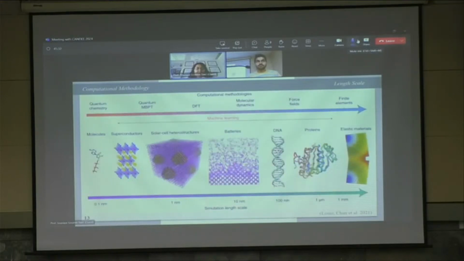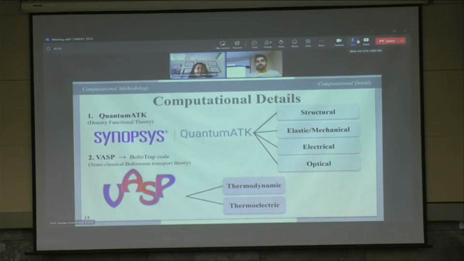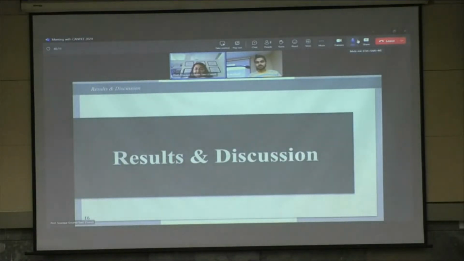DFT is among the best ways to study materials at the electronic level, with different robust approaches to calculate or estimate the band gap and related properties. Here we have the hybrid functional, because it estimates the band gap well. We use different tools like Quantum ESPRESSO and VASP. Quantum ESPRESSO was used for structural, elastic, mechanical, electronic and optical properties, while thermodynamic and thermoelectric properties were deduced from VASP.